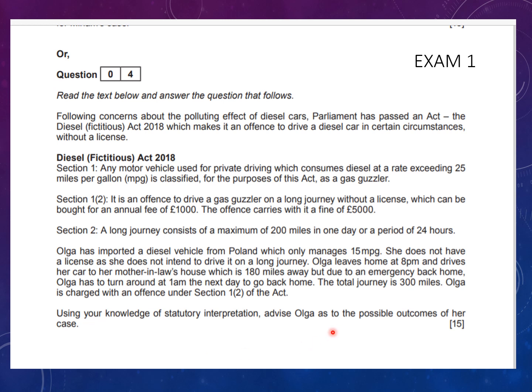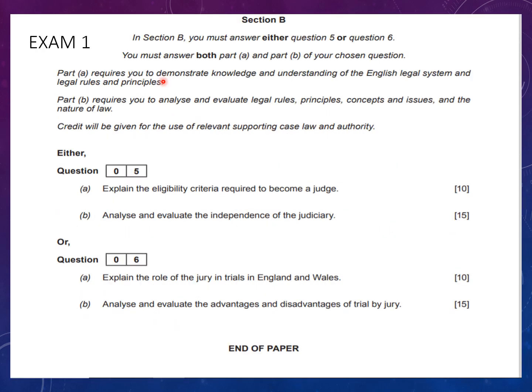What you'll notice about this section A is questions 1 and 2 were about statutory interpretation, and this particular scenario is about statutory interpretation as well. So we're still on exam 1 here. We've done section A now. We've done our short answer questions and an advice scenario question.